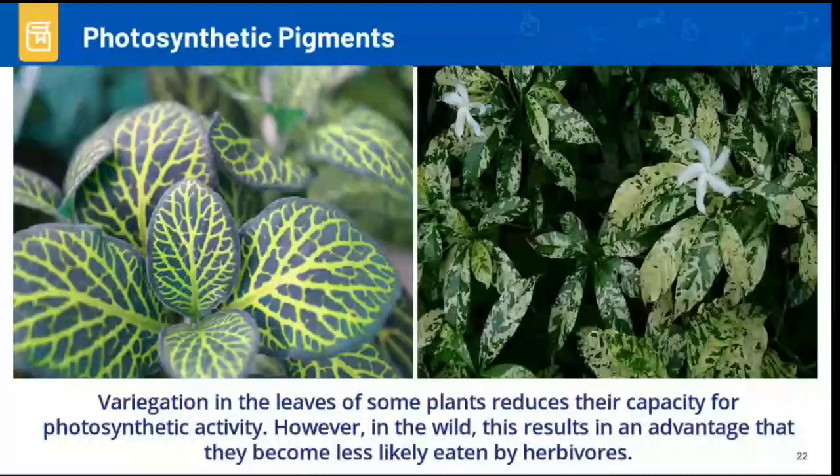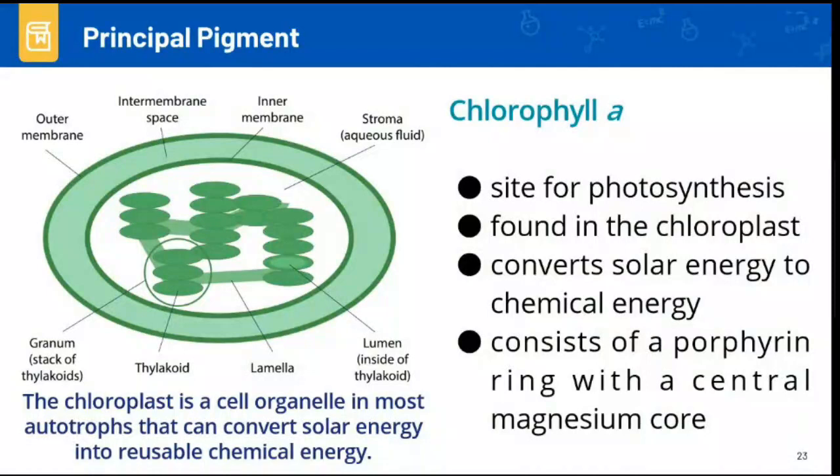Now, your chlorophyll A, okay, so this chlorophyll A is considered as what I mentioned. It's the principal pigment of your plants. Now, all chlorophyll consists of a porphyrin ring with a central magnesium core. So one of which is your chlorophyll A or your CHL A. So being the principal pigment, your chlorophyll A is the most common and most important photosynthetic pigment in plants, algae, some proteins, and cyanobacteria.